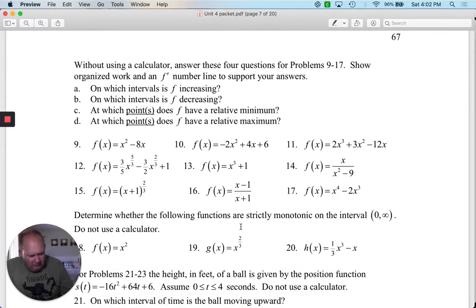Number 12, it looks worse than it is. So for number 12, we have 3/5 x to the 5/3 minus 3 over 2 x to the 2/3 plus 1. So I believe you can do this. I want you to press pause and tell me 4 things: increasing, decreasing, maximum, and minimum. Go for it. Then press play.